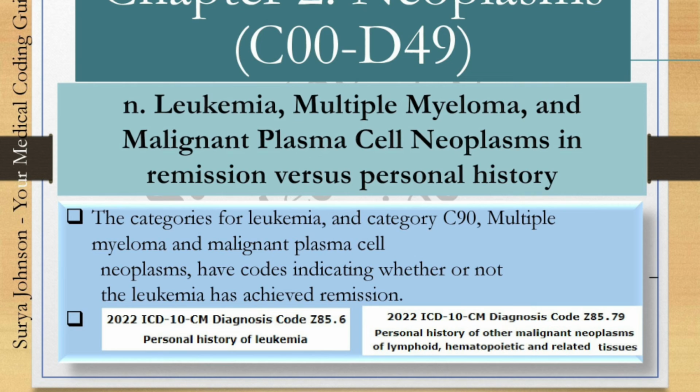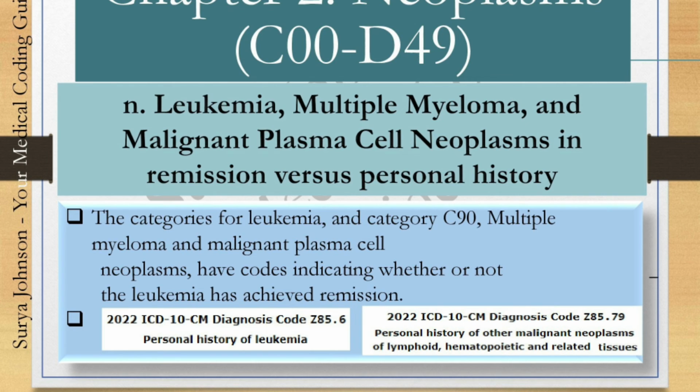So remission means that the signs and symptoms of that cancer have reduced, and remissions can be partial or complete. Sometimes it can be a complete remission for some period of time or some more years. So that is called remission. The categories for leukemia, C90, multiple myeloma and malignant plasma cell neoplasms have codes indicating whether or not the leukemia has achieved remission.